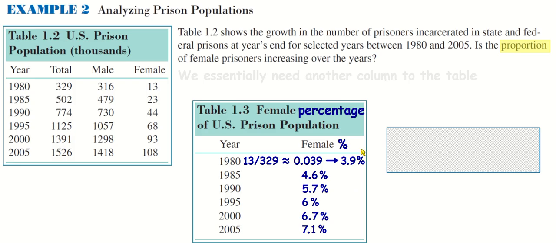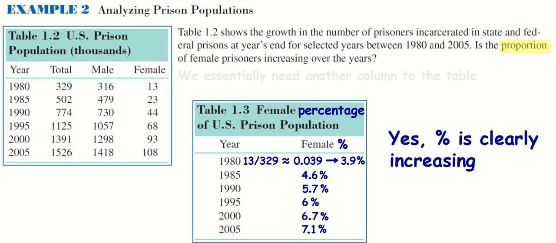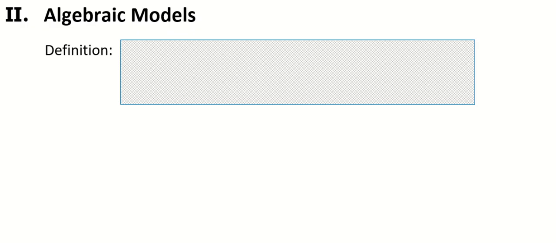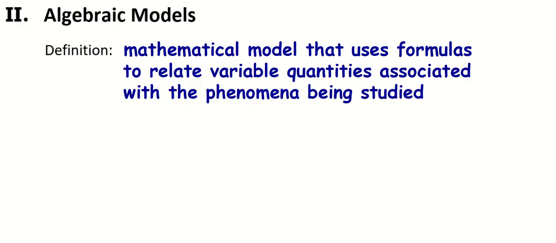So, again, it's like how extensive of an answer are they looking for here? Was it increasing? What do you just say, like, yes? Yes, it is clearly increasing. The next kind of model would be algebraic. And there's that. Mathematical model.